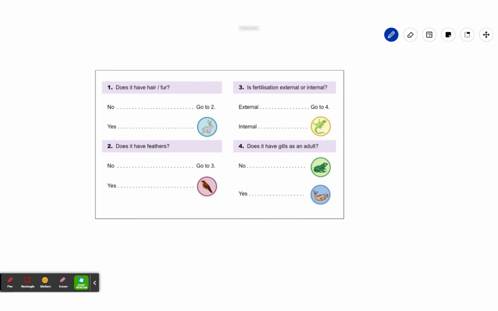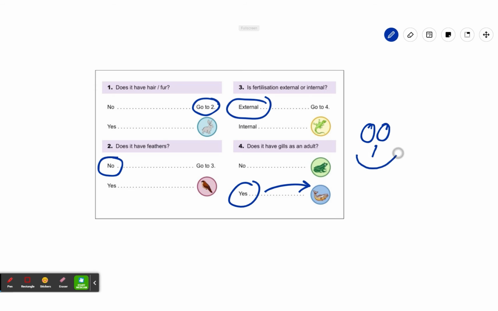I said, does it have hair or fur? She said, no. I said, okay, then we're going to go to question number 2. Does it have feathers? She said, no. I said, okay, if it's no, this means I have to go to question number 3. And then I asked, is fertilization external or internal? She said, well, I don't know, maybe external. I said, okay, external, I will go to question number 4. And once I go to 4, I asked, does it have gills as an adult? And she said, yes. I said, okay, the name of your animal was fish, isn't it? And she became happy with a big smile. Fatima.